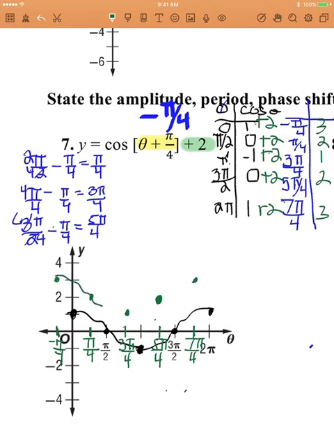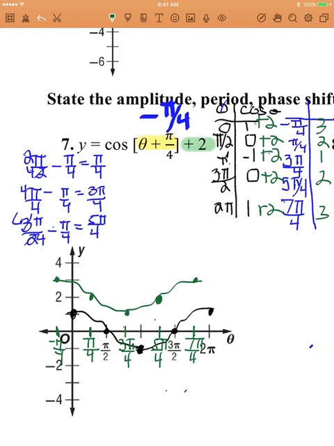So let's try to make this. I don't know why it's not letting me do curves very well. It's kind of glitching right now. But that's what it should look like.